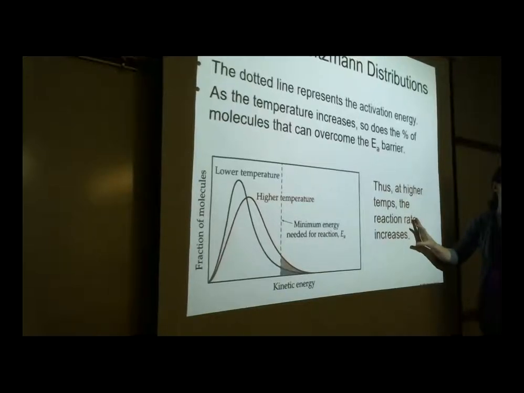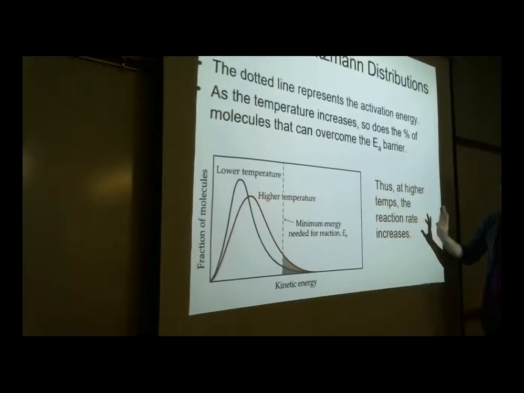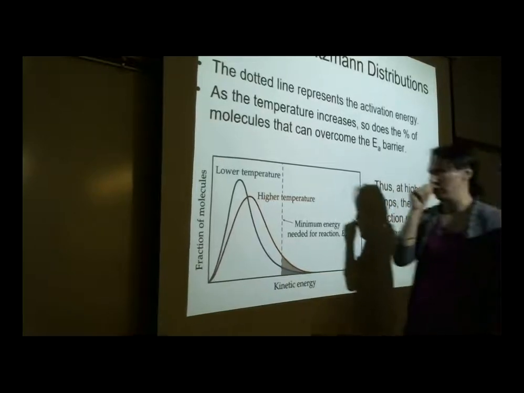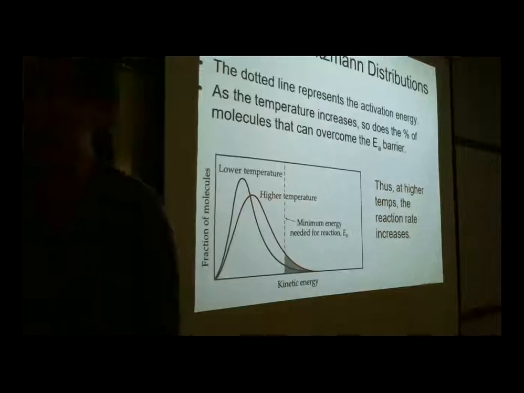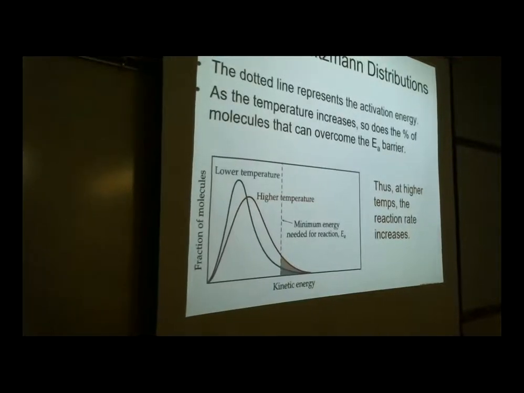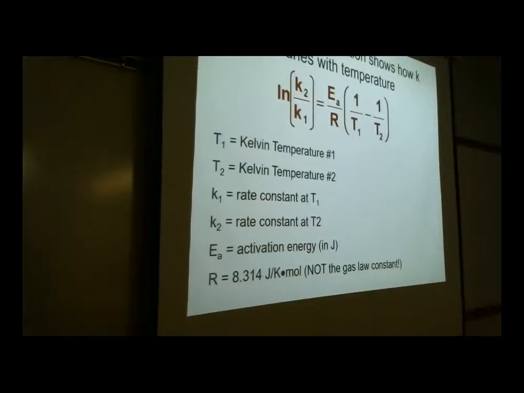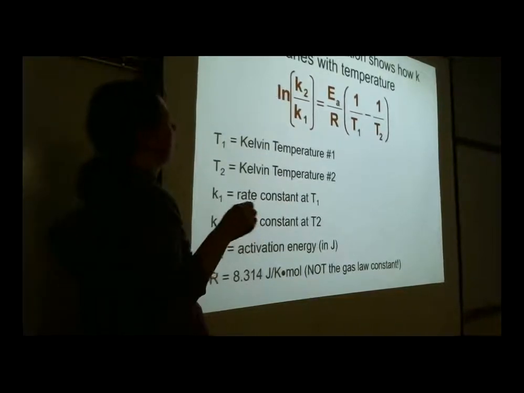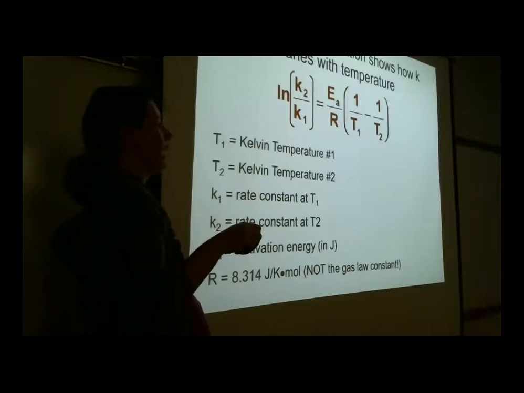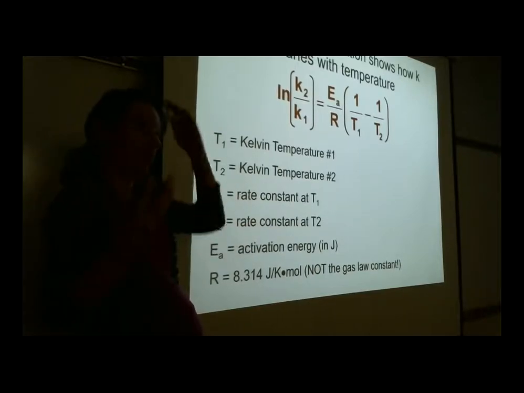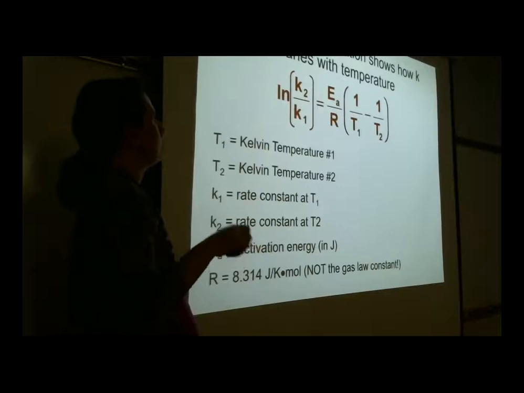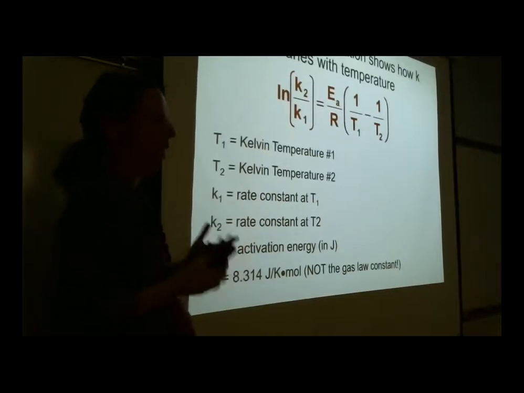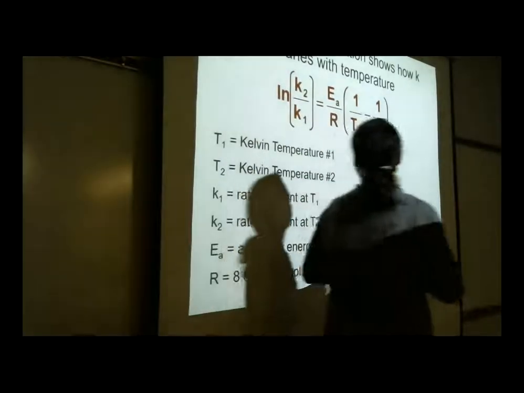Remember, the rate constant K is temperature dependent, right? So at a new temperature, you will have a new rate constant. And that's what the Arrhenius equation tells us, okay? We're looking at the relationship between temperature and rate constant. The Arrhenius equation will be given to you on your reference page. I'm not going to make you memorize it, but you do need to be able to do the arithmetic.